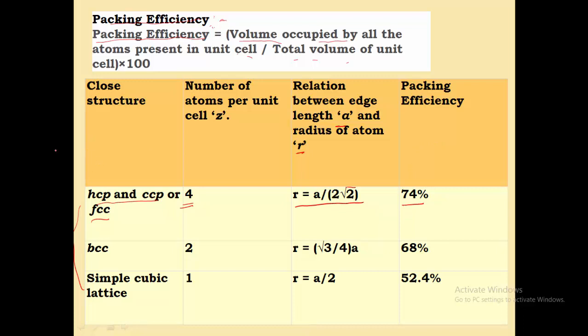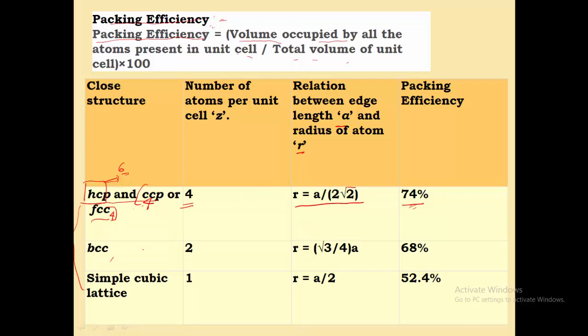Remember, HCP means hexagonal close packed structure, and here the number of atoms or particles is 6. In CCP or FCC, as you have seen in the previous slide, the number of atoms is 4. Both CCP and FCC are the same. HCP is a different structure, and here the number of atoms is 6. But the packing efficiency in HCP is also the same, that is 74%.